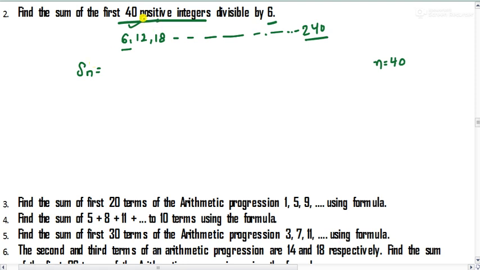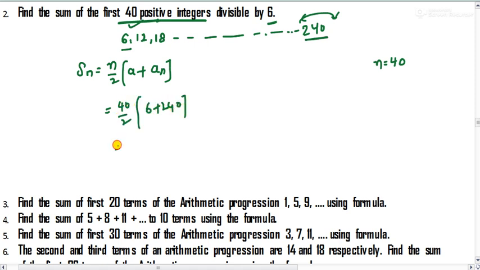Sometimes they will ask from the middle, like 2-digit terms, 3-digit terms. Then you use a different method. Don't use this method of first and last term there. Got it? Here, because it's easy, I use it directly: 40 by 2 into (6 plus 240). So this is 20 into 246. You can do this, right? It's easy.